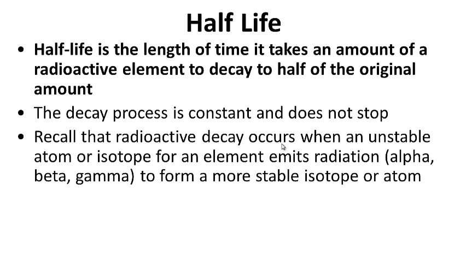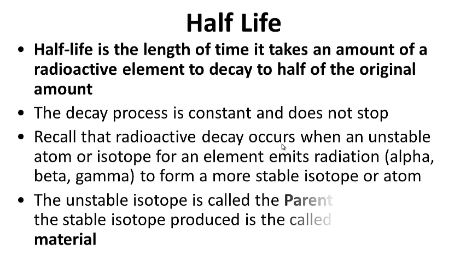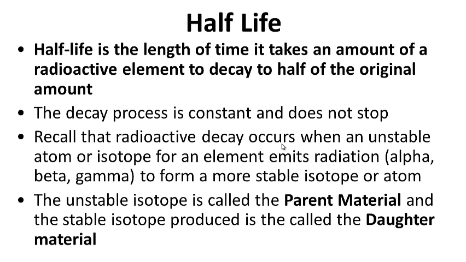Recall that radioactive decay occurs when an unstable atom or isotope of an element emits radiation, alpha, beta, or gamma radiation, to form a more stable isotope or atom. The unstable isotope is called the parent material and will decay into the stable isotope produced, which is called the daughter material.